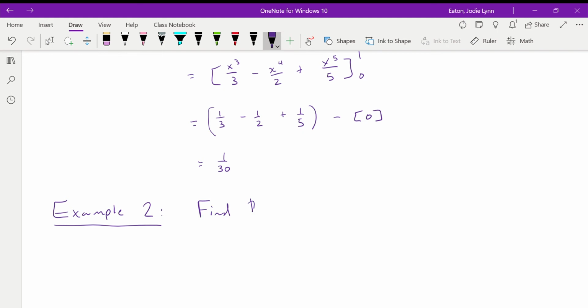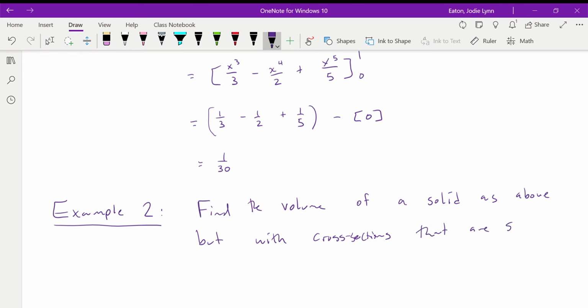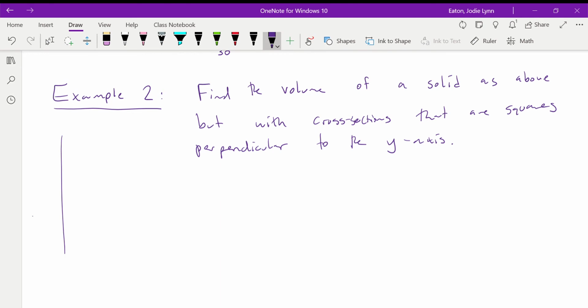Find the volume of a solid as above, but with cross sections that are squares perpendicular to the y-axis. So we have the same functions. We have this, we have this. We have one, we have one.